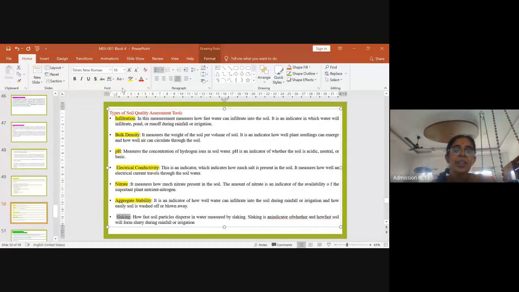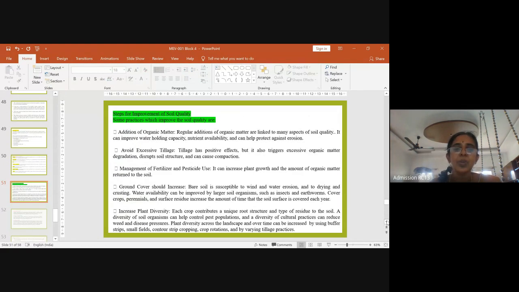So next one is the slaking. Slaking means how fast the soil particles disperse in water is measured by slaking. So slaking is an indicator whether and how fast a soil will form slurry during rainfall or irrigation. So these are some of the soil quality assessment tools.